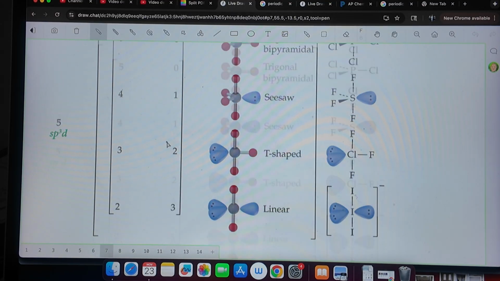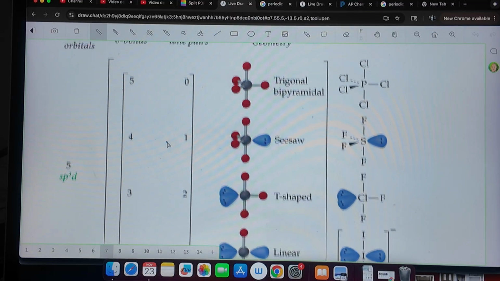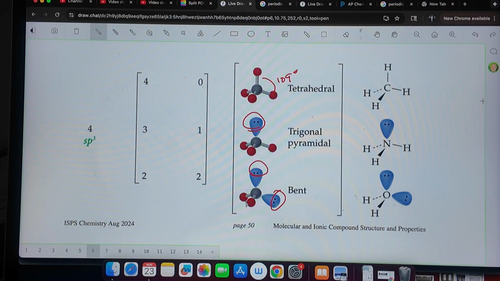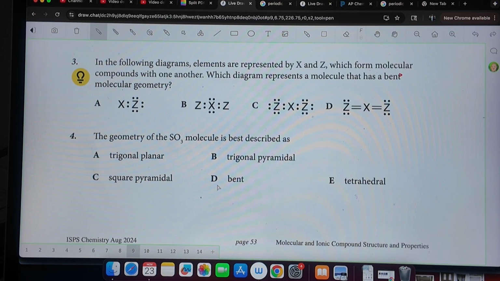I believe we're on page 9. Once we're done. None of these are obviously bent. Okay, so bent is when you have like water and there's two lone pairs and two bonded atoms. So let's go back here. No, not here. Here. Well, that's a lot of questions. Okay, so there should be two lone pairs and then two things attached.